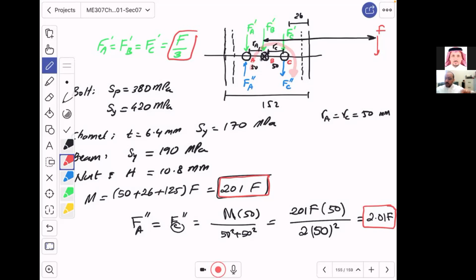Listen to me. In the exam, we might ask you to analyze the bolt. We might ask you to analyze the safety. Here, we want to know what is the maximum F that we can apply. Should we analyze that F based on the bolt which is the weaker or the stronger? Should it be done based on which one? The weaker or the stronger?